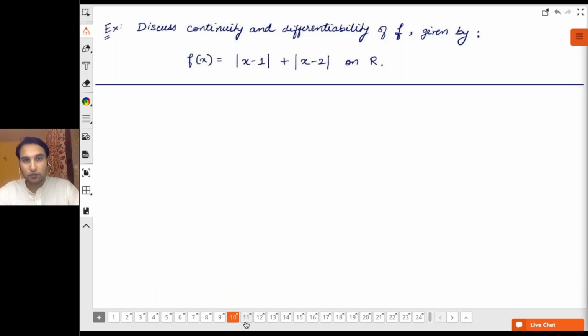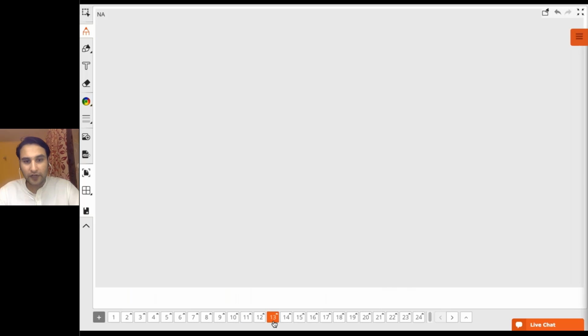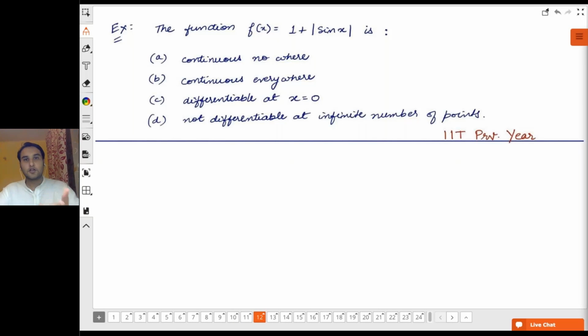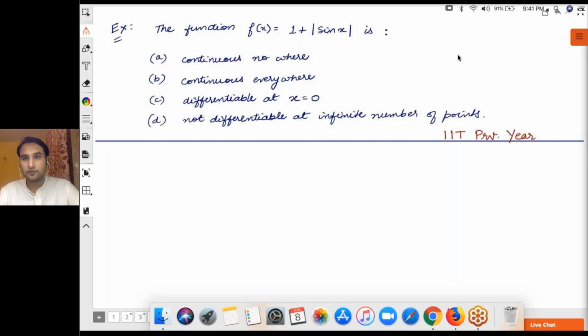Then let's move to this. In fact, let me take some very interesting problems. Let's take this. Do this. Use the concept which I just taught to solve this problem graphically. Read it. Again, IIT problem.